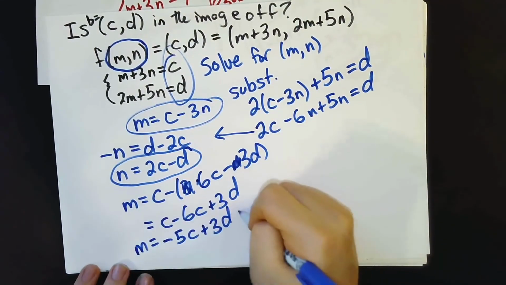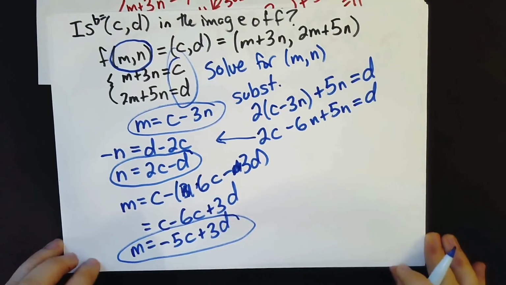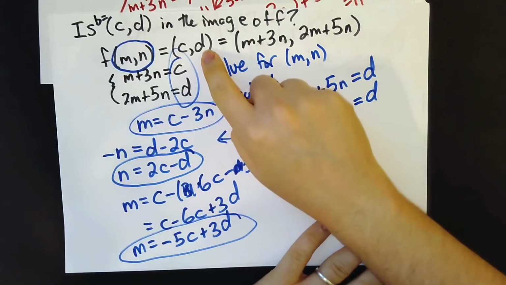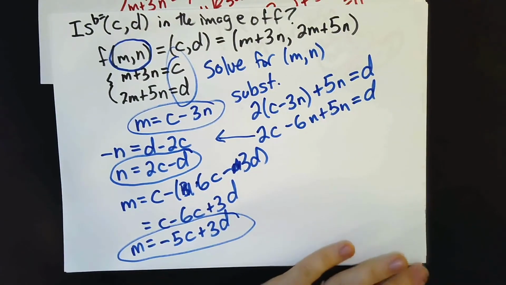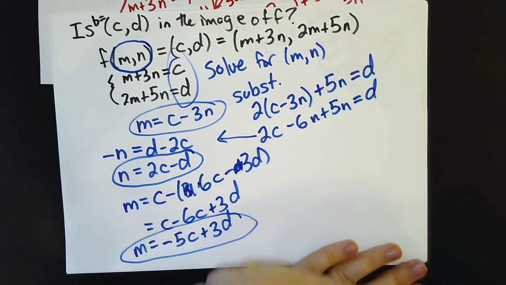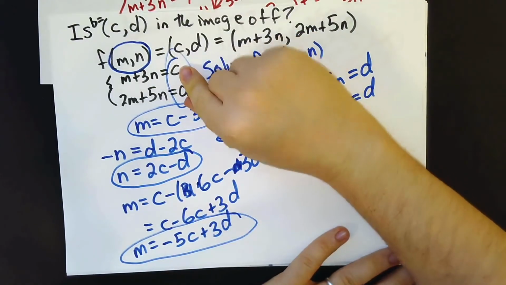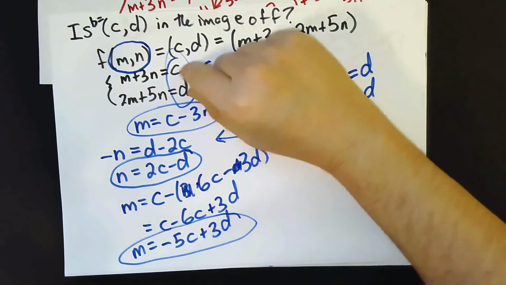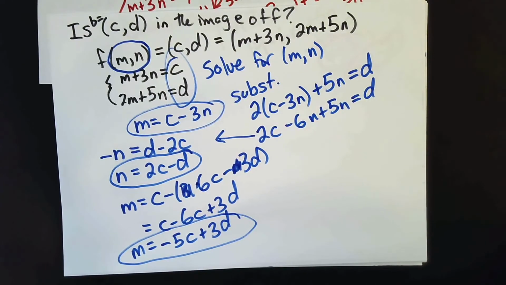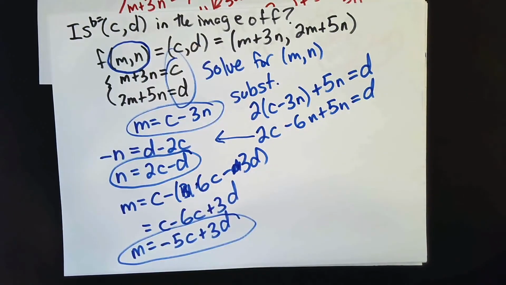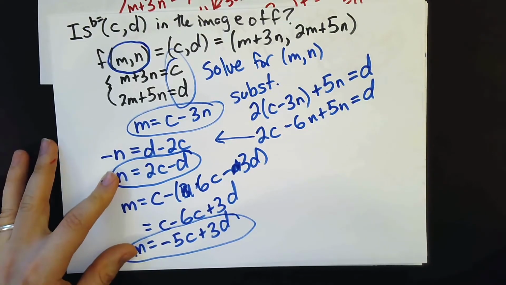So, what do I think I've done? I think I've figured out the things that would have to map to (c, d). But logically, what have I actually done? It's important to remember. What I've actually done is to start by assuming that the thing I'm looking for exists, and then figure out, if it exists, what it is. So I definitely do not have a proof of any sort here that a solution exists yet. But I have a good idea, if the solution exists, what it is. Namely, it's supposed to be this (m, n).